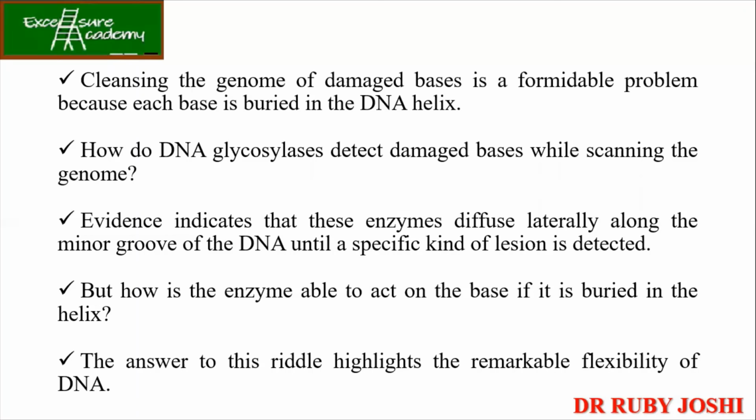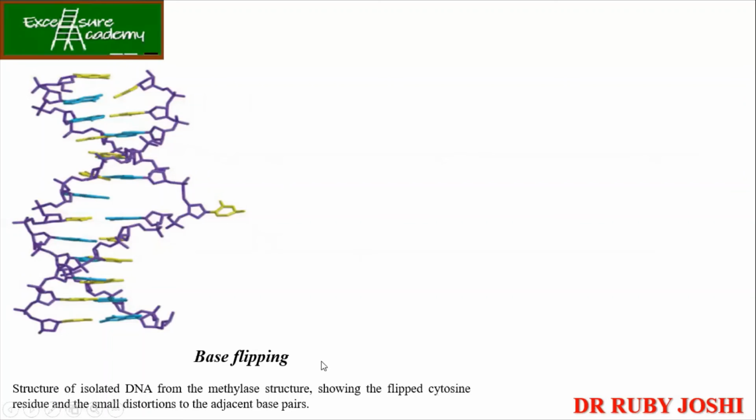Okay, so cleansing the genome of damaged bases is a formidable problem because each base is buried in the DNA helix. So how does it find them? For this, the answer is flipping. So it is going to actually flip the bases outside. Okay. See, can you see in the figure, the base is being flipped out. This is a crystal structure. Now this is the base which is flipped out.